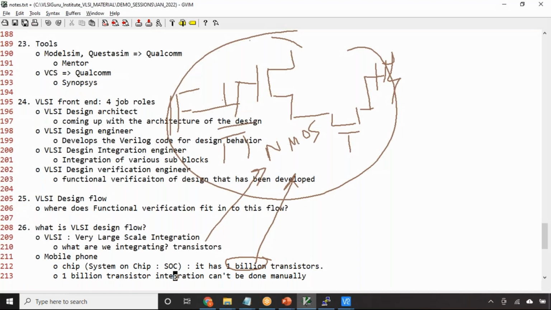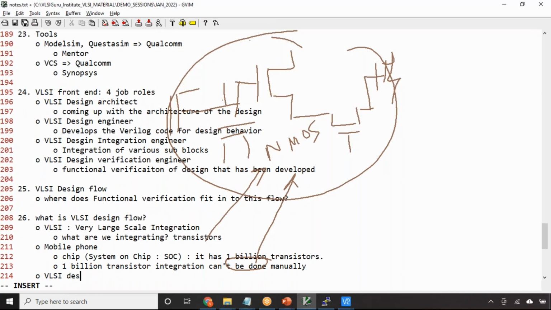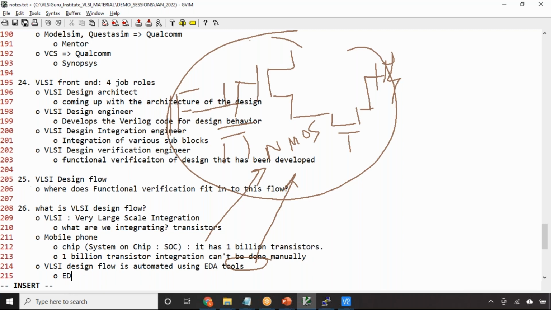That is where the VLSI design flow is automated using EDA tools. EDA stands for Electronic Design Automation. Automating the whole process of designing is what we call EDA. That whole process is what we call the VLSI design flow.